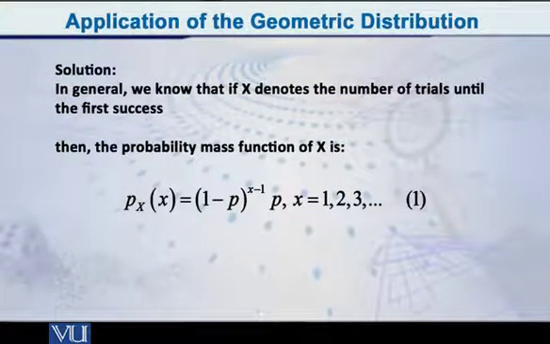So in general, we know that if capital X denotes the number of trials until the first success, then the PMF, the probability mass function of capital X, is given by P of X is equal to 1 minus P raised to X minus 1 multiplied by P, where P itself represents the probability of success in any one trial. And along with this expression, we write the various possible values of X. And what are they? X is equal to 1, 2, 3, and so on. It is infinite. It wouldn't end at any finite number.